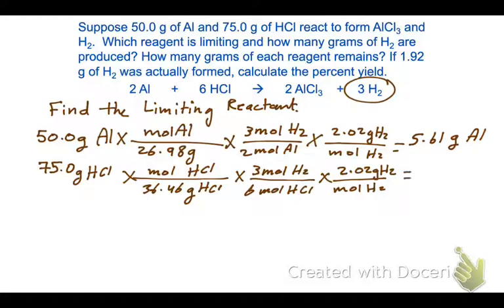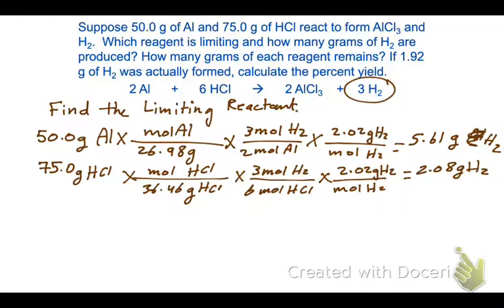When I do the math here, taking into account the 3 sig fig, the answer will be 2.08 grams of hydrogen gas. So now, okay, here is how I can verbalize what that means. If I used all my aluminum, I'm gonna get 5.61 grams. If I used all my hydrogen chloride, I'm gonna get 2.08 grams.